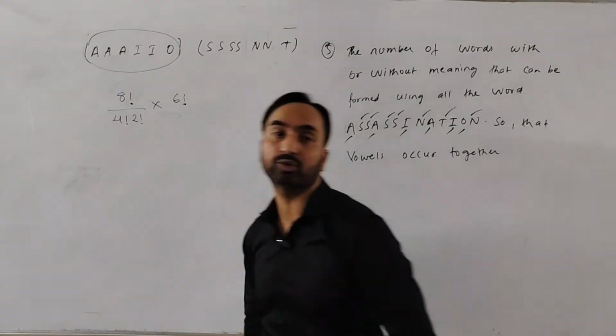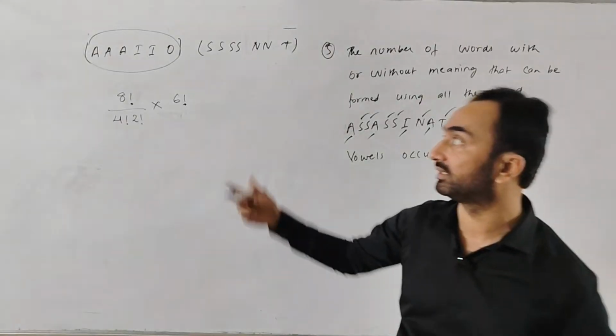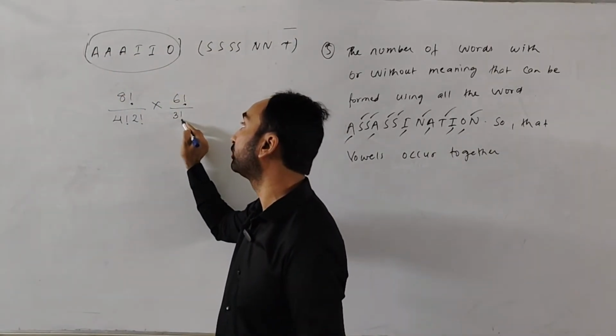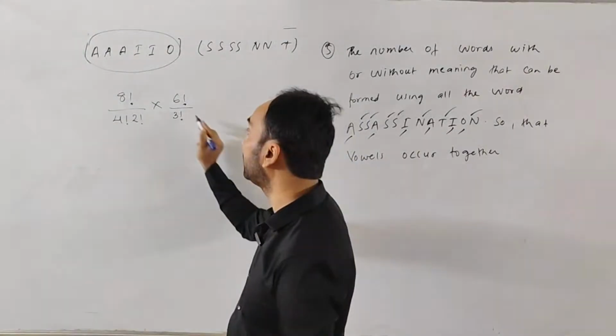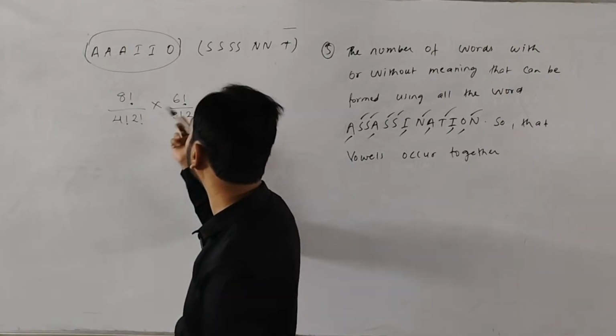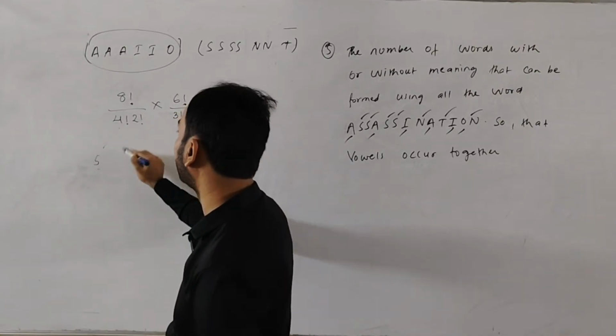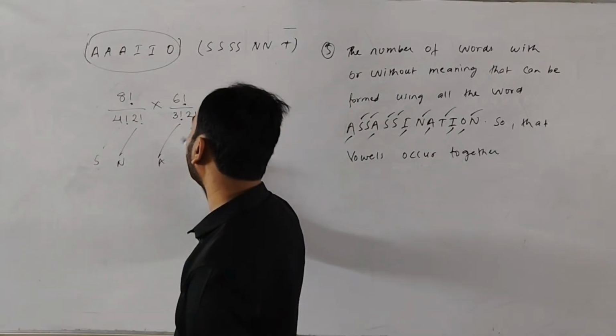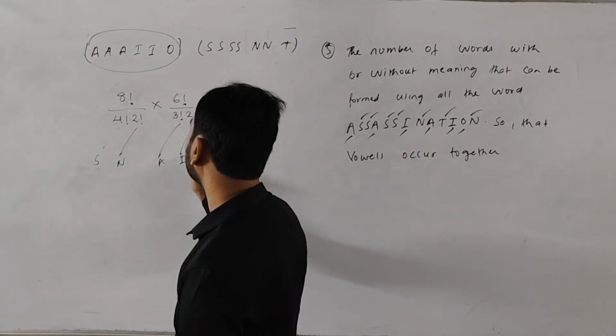But again, in the internal rearrangement there are some repetitions. The repetitions are A and I. A is repeated 3 times, so divide by 3 factorial. I is repeated 2 times, so divide by 2 factorial. For those of you it may be new: this is for S repetition, this is for the repetition of N, this is for the repetition of A, and this is for the repetition of I.